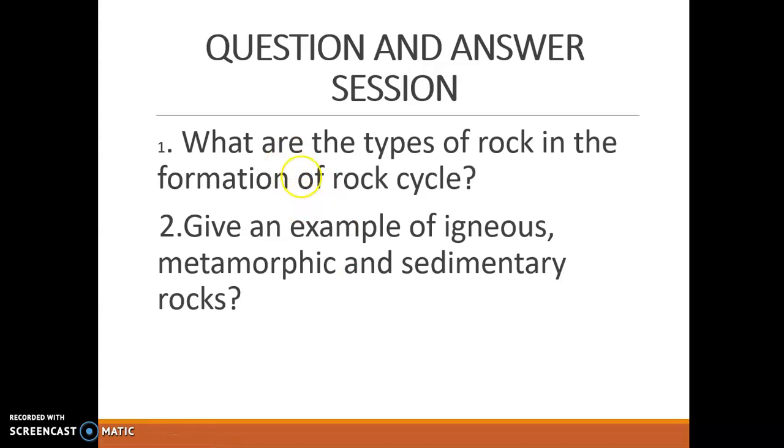Let's move on to the question and answer session. What are the types of rock in the formation of the rock cycle? Give an example of igneous, metamorphic, and sedimentary rocks.